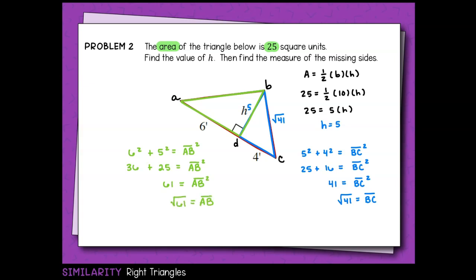All right, once again, a radical that cannot be simplified. I do not have any perfect square factors of 61. So for line segment AB, I just have the square root of 61, which cannot be simplified any further.